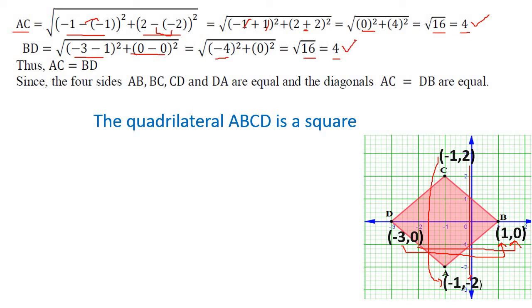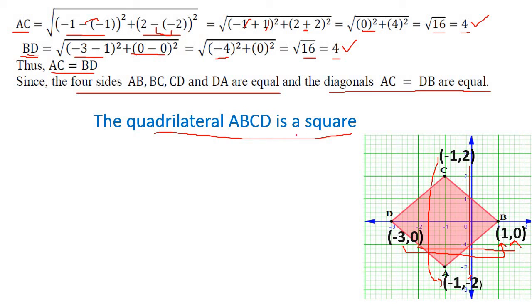Now observe the diagonals, the length of AC and the length of BD. They are equal, which is 4 units. So we can conclude that the four sides AB, BC, CD and DA are equal, and the diagonal AC is equal to the diagonal BD. So in a quadrilateral, if sides are equal and diagonals are equal, then the quadrilateral is called a square. So the given vertices of a quadrilateral form a square.